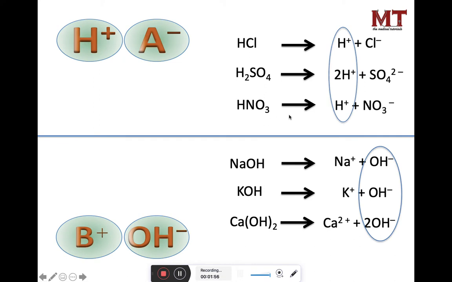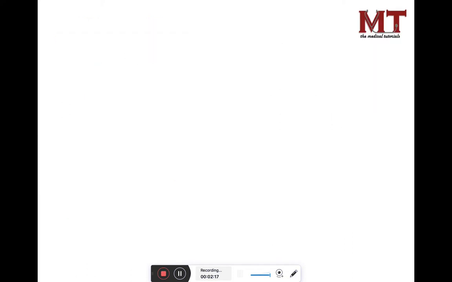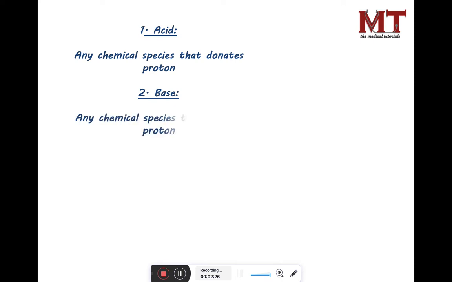So the acids, because the cation is always a hydrogen ion, are proton donors. The bases have hydroxyl ion as the anion. So hydroxyl ion combines with the hydrogen ion to form the water. It means bases are proton acceptors. This is a general definition of acid and base. Acid is any chemical species that donates proton. Base is any chemical species that accepts proton. So acids and bases are basically electrolytes, and anything that donates proton is an acid, anything that accepts proton is a base.